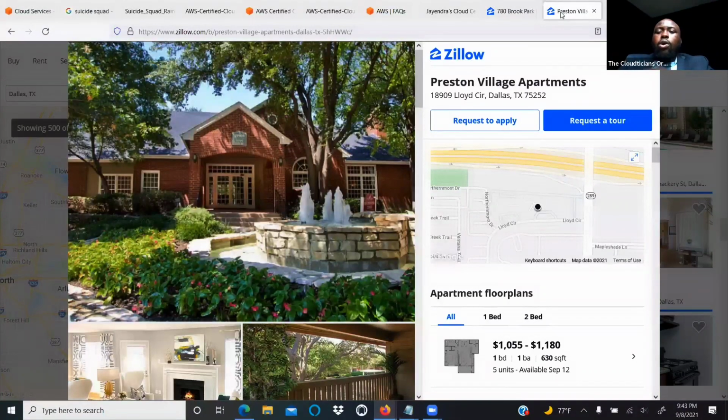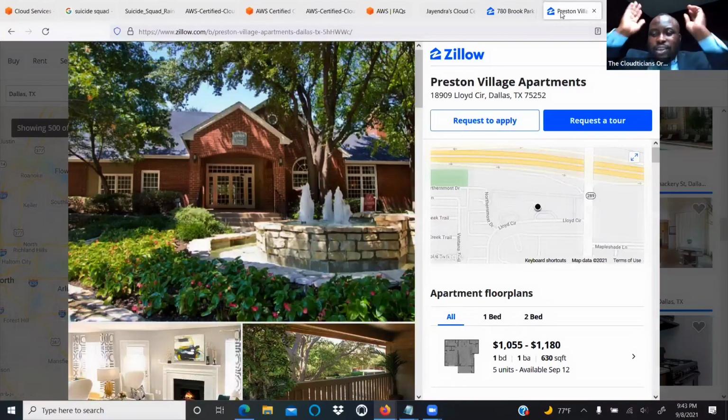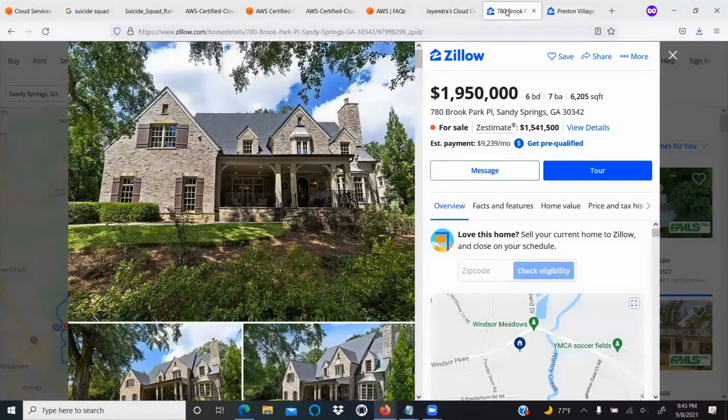What is one thing that they have in common? They are both houses. Thank you. Whoever said that, God bless you. They are both houses. The difference is that one is for rent and one is not.